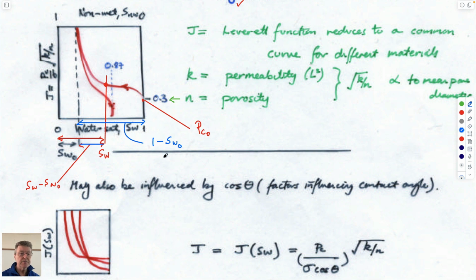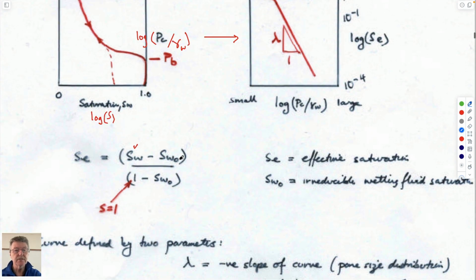So if we look at these two terms together and take the reciprocal of them, SW minus SW0 divided by 1 minus SW0, just these two terms. All we're doing is we're just cutting off this portion of the curve. We don't care about it. And so what we're doing is we're calculating our saturation in terms of this as a reference point instead of this as a reference point. Right? That's what this term is. And you'll see that's exactly this term here.